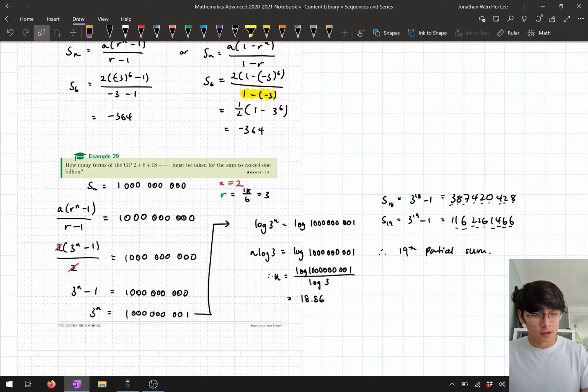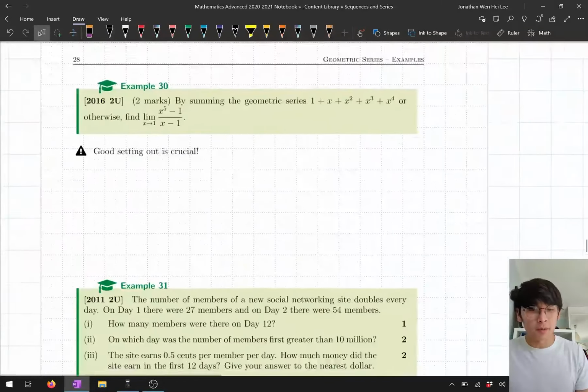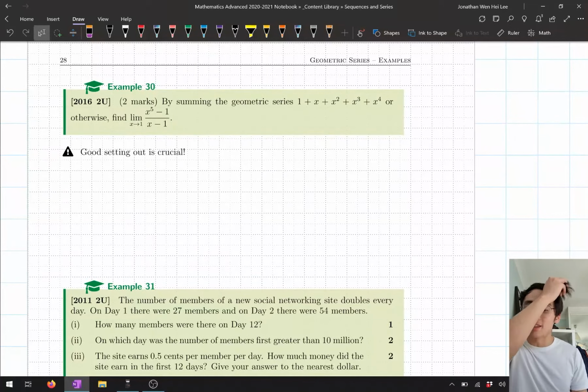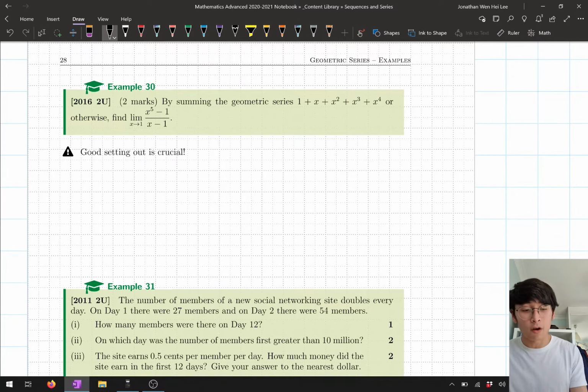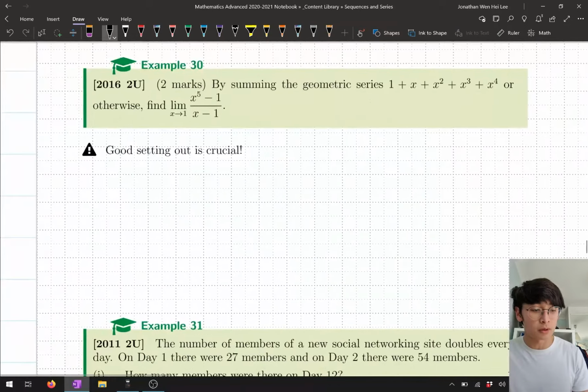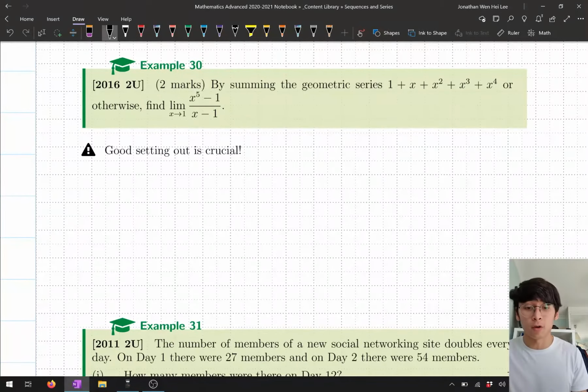Okay. So let's flip over the page and have a look at another example. This is from the 2016 HSC paper. By summing the geometric series 1 plus x plus x squared plus x cubed plus x to the power 4, or otherwise, find the following limit. Okay, so what we want to do is sum this geometric series. We've got 1 plus x plus x squared plus x cubed plus x to the power 4.